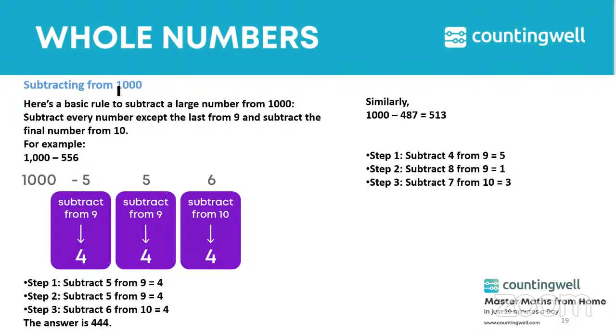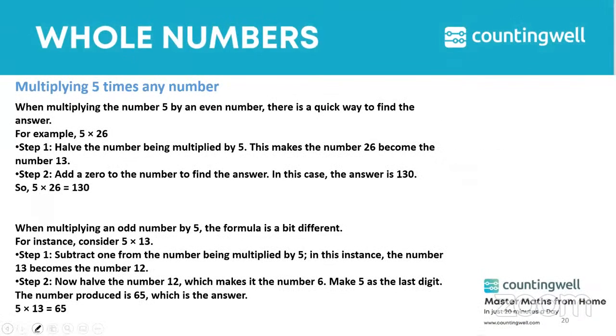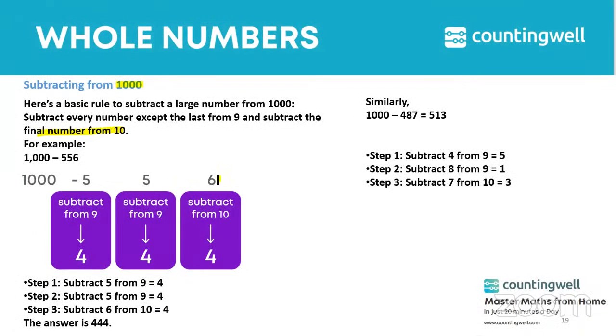Let us see how to subtract numbers from 1000. Here is a basic rule whenever you are subtracting any number from 1000. The trick is to subtract every digit except the last from 9, and subtract the final digit from 10. For example, when you're subtracting 556 from 1000, what are we going to do? We are going to subtract 6 from 10, which will be 4.